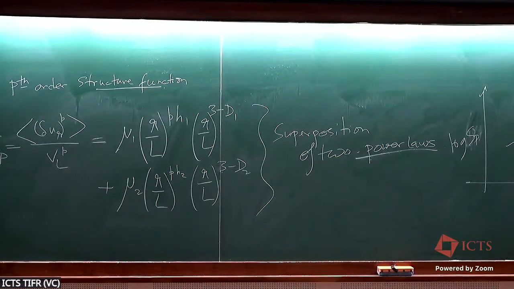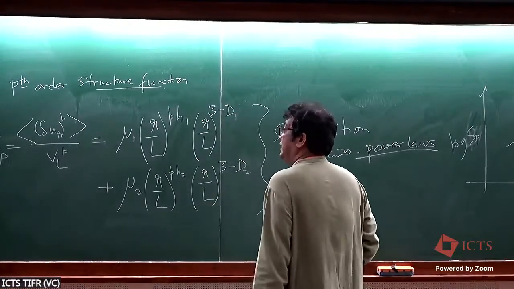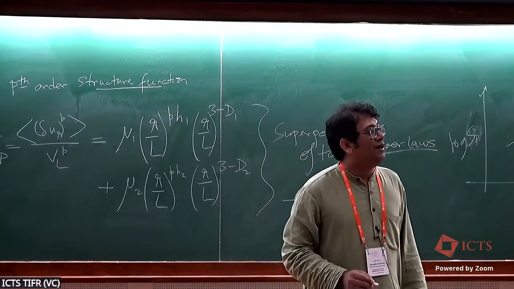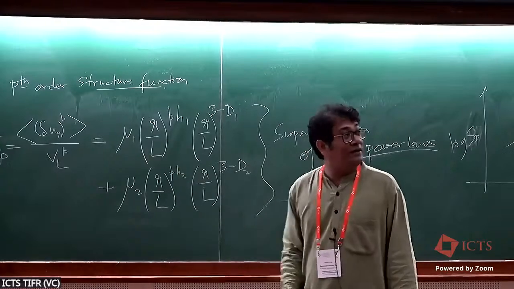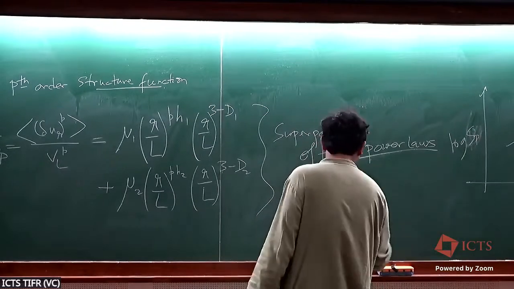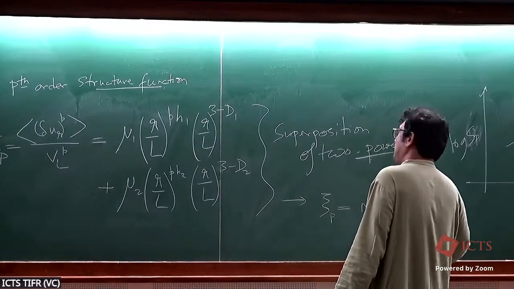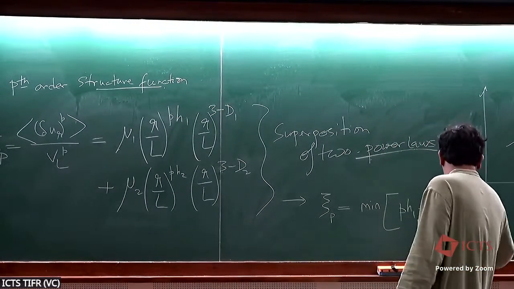Remember, for the Burgers equation, the structure function had two terms. One was R to the power p, which came from the smooth part of the solution. The other was order R, which just came from the probability of having the jump discontinuity. So we'll play the same game. And what you're going to measure in your experiment, in a fictitious world where everything is bifractal, is the minimum between pH1 plus 3 minus D1 and pH2 plus 3 minus D2.